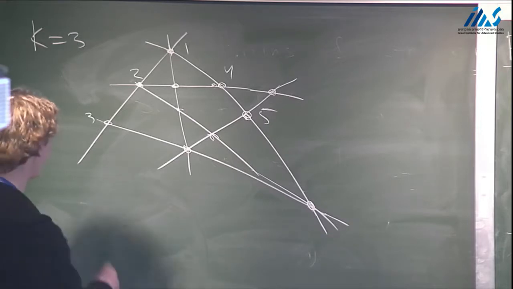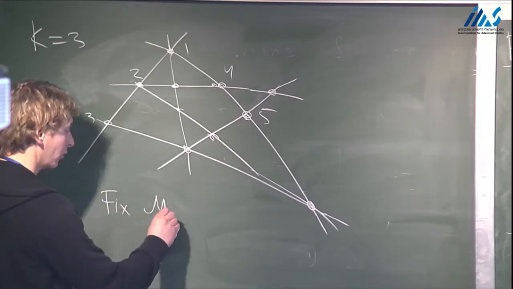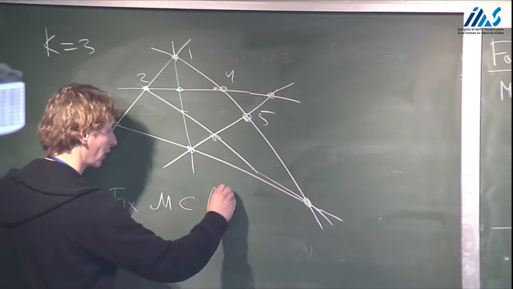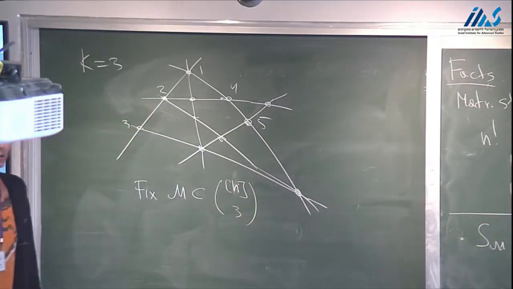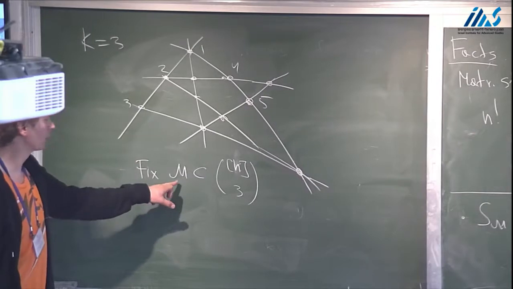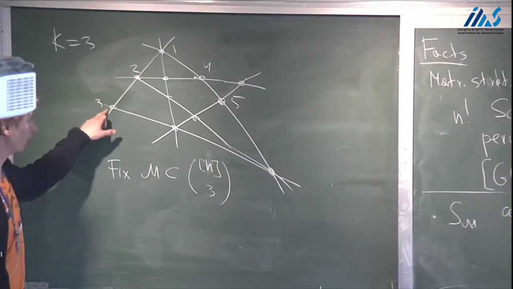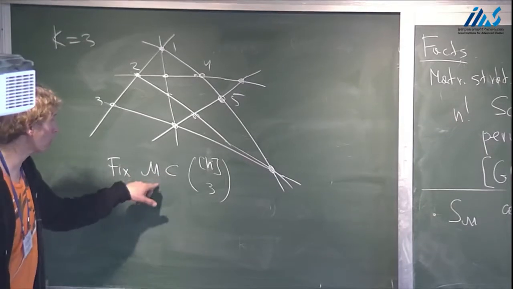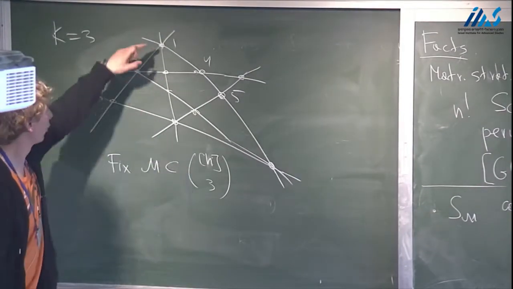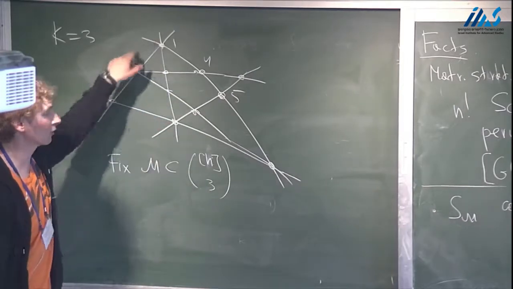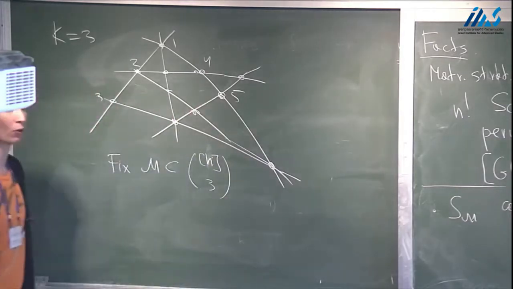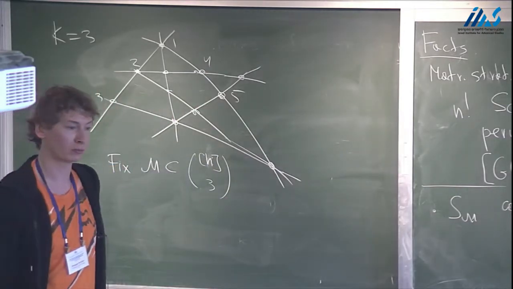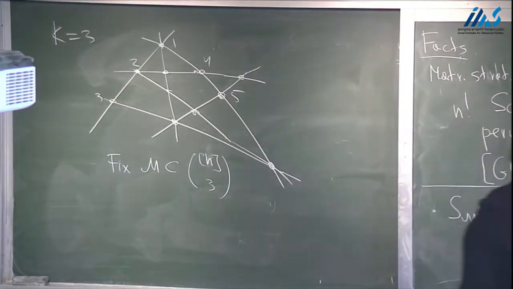Again, you fix a matroid M, which is some subset of triples in N, in this case k equals 3. You fix it, and if 1, 2, and 3 does not belong to your matroid, then these three points are on the same line. If 1, 2, and 4 belong to the matroid, then these three points are not on the same line, and so on. So you fix this and just look at all possible arrangements of points on the plane with the given combinatorial type. That's basically the structure of a matroid cell in this case.